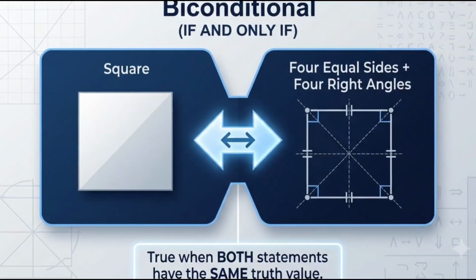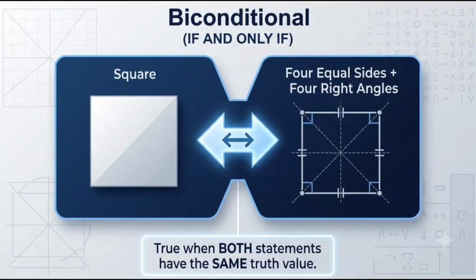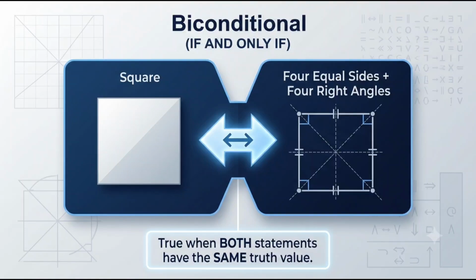The fifth connective is the biconditional, represented by the left-right arrow. It means if and only if. For example, a figure is a square if and only if it has 4 equal sides and 4 right angles. A biconditional is true when both statements have the same truth value. They must either both be true or both be false.